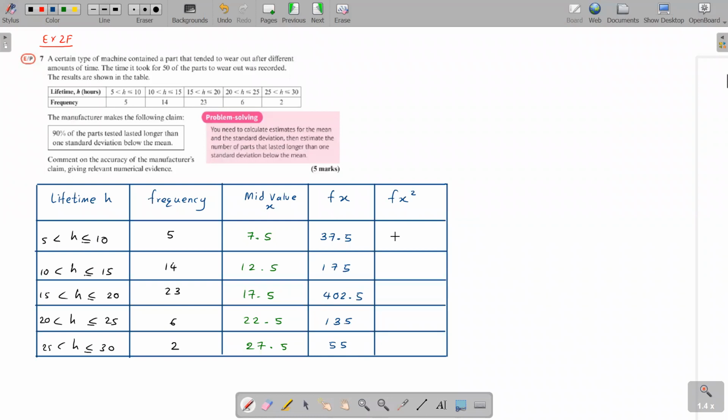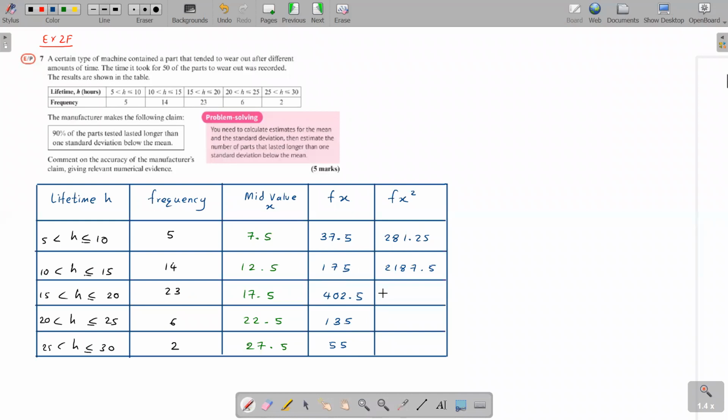Okay, and then fx square. How does fx square work? Fx square is you multiply the frequency with the square of the x value. So 5 multiplied by 7.5 square is 281.25. Next one, 14 multiplied by 12.5 square is 2187.5. Next one, 23 multiplied by 17.5 square.